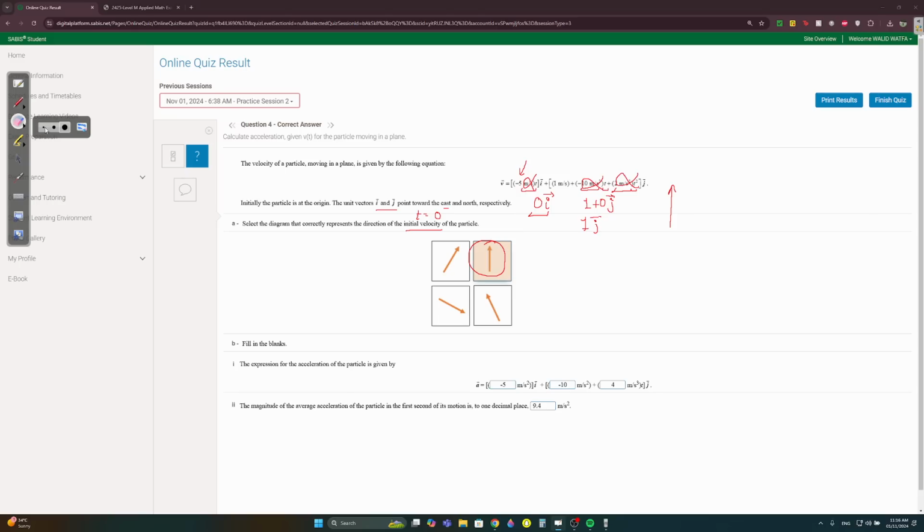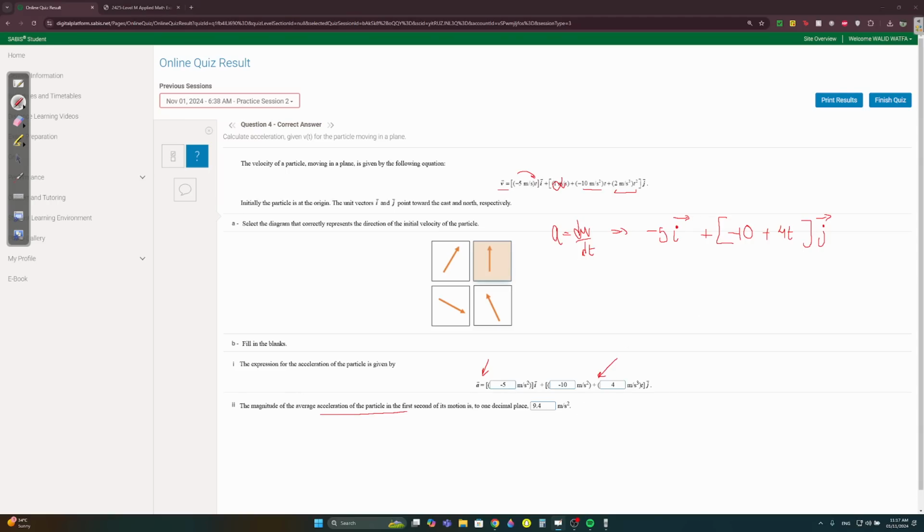The expression for the acceleration is given by what? So basically, they gave you v. They want you to find the expression for the acceleration. How would you find it? Acceleration is the derivative of velocity with respect to time. So let's derive this. Minus 5t becomes minus 5. So minus 5i. Plus 1 doesn't get derived. Minus 10t becomes minus 10. 2t squared becomes 4t. j. Right? It's going to be like this.